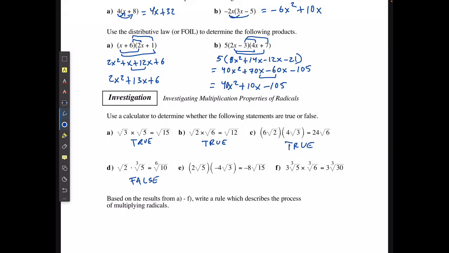2 root 5 times negative 4 root 3, does it equal negative 8 root 15? That's true. And 3 in the cube root of 5 times the cube root of 6 equals 3 in the cube root of 30. This is also true.